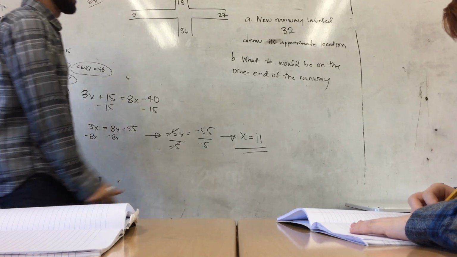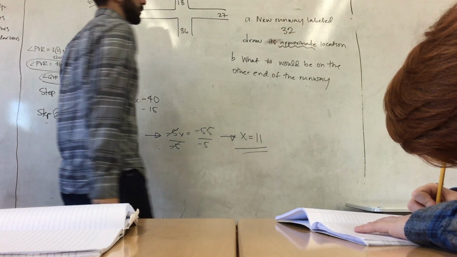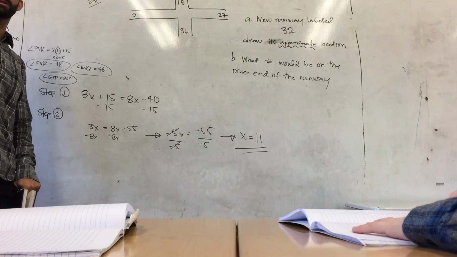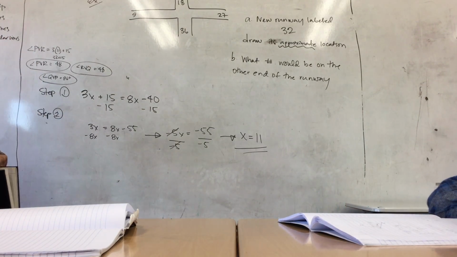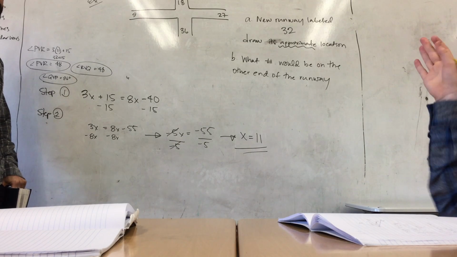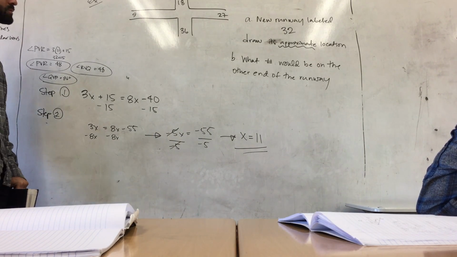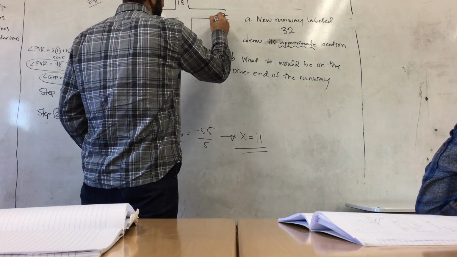So first, approximate where this runway will be. You're working in degrees around this circle. Where would 32 be about? Between 27 and 36. Correct, in between 27 and 36. What would we write then?